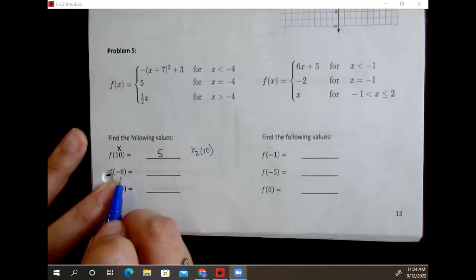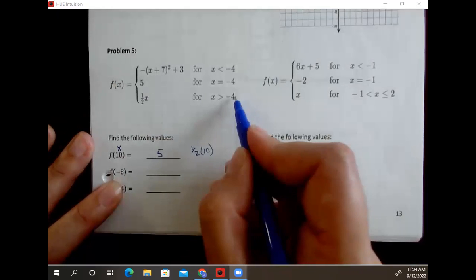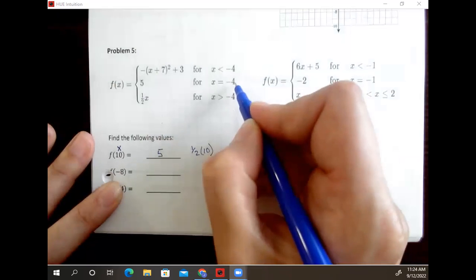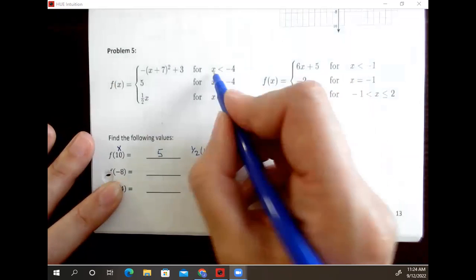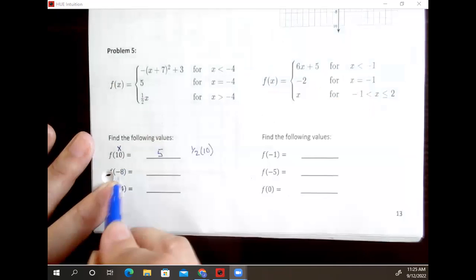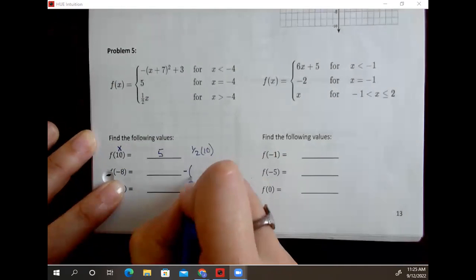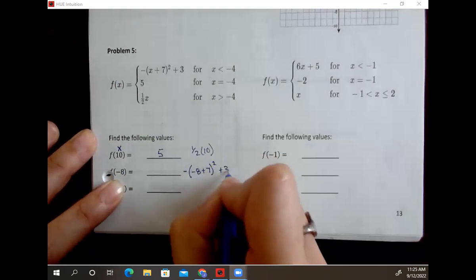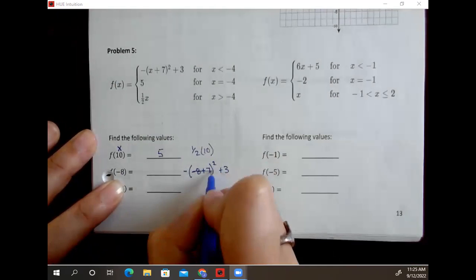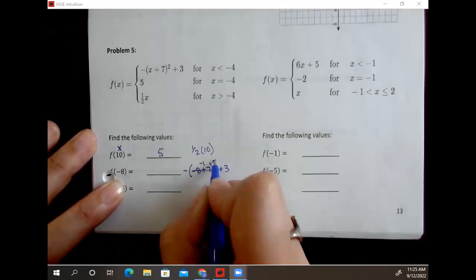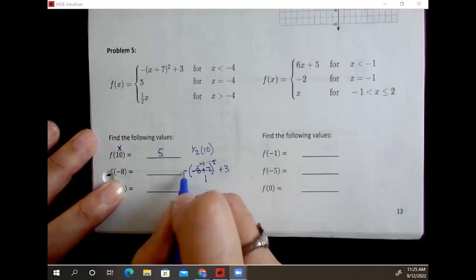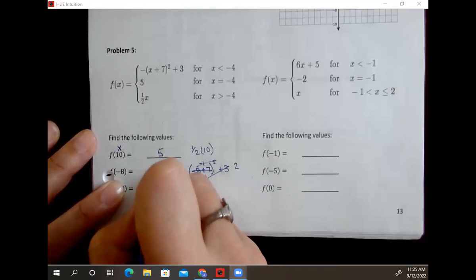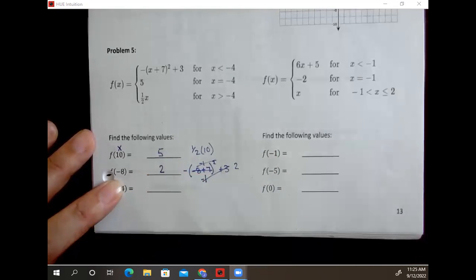For my next X value, -8, not this bottom section because that's not bigger than -4, not the middle section because that's not equal to -4. I want this first section, X values that are less than -4, that's -8. So negative, in parentheses, -8 plus 7 squared plus 3. -8 plus 7 would be -1. -1 squared is +1. But this says make it negative. And then -1 plus 3 would be 2. So my output there would be 2.